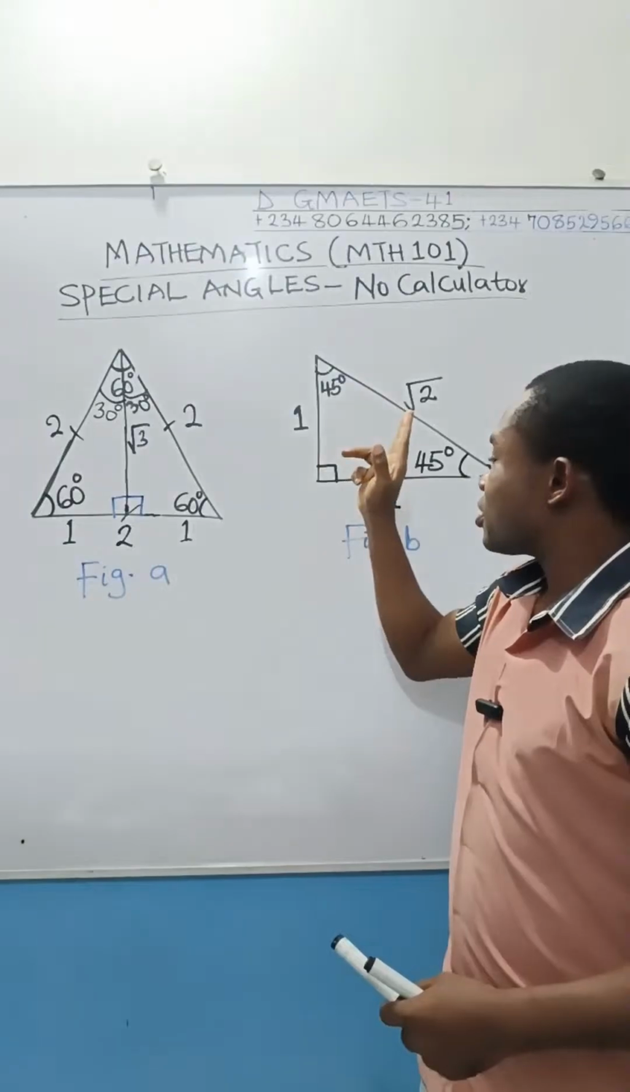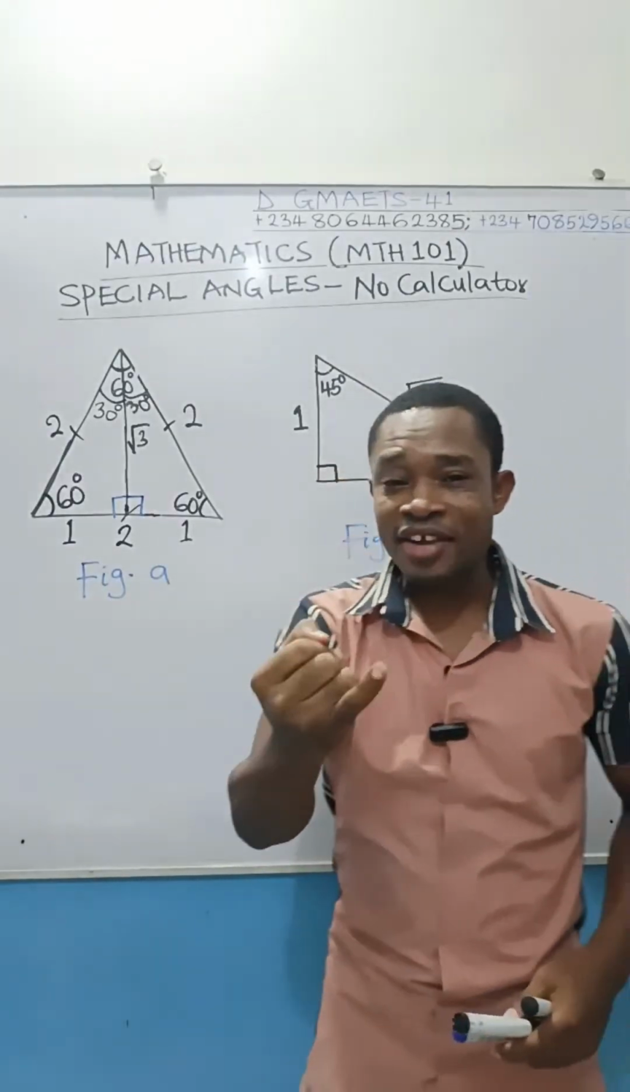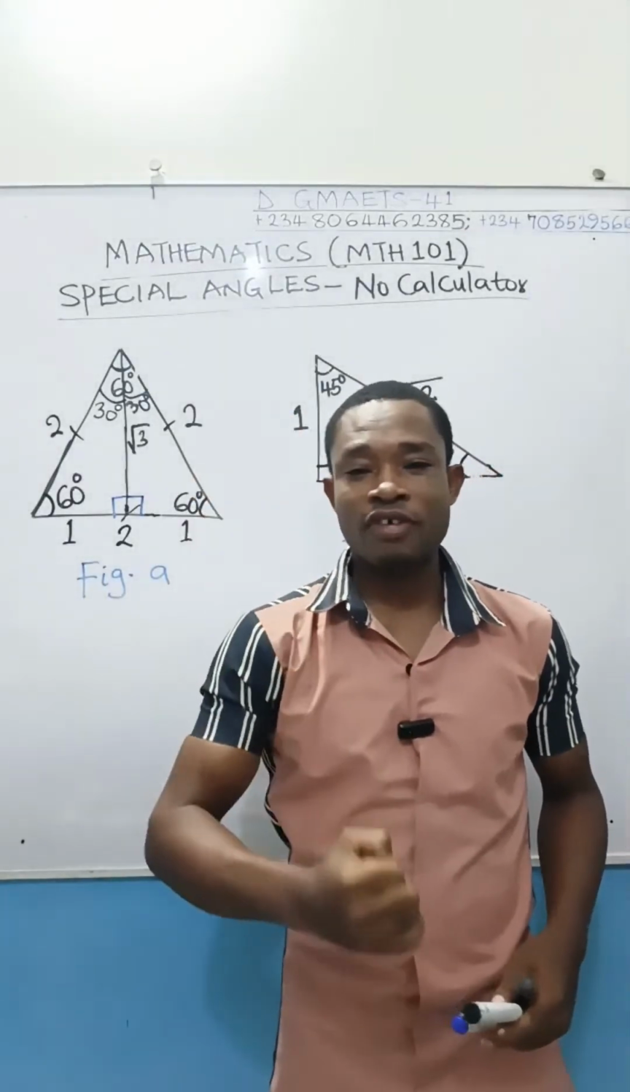You can use this right angle triangle to evaluate sine 45, cos 45, and tan 45.